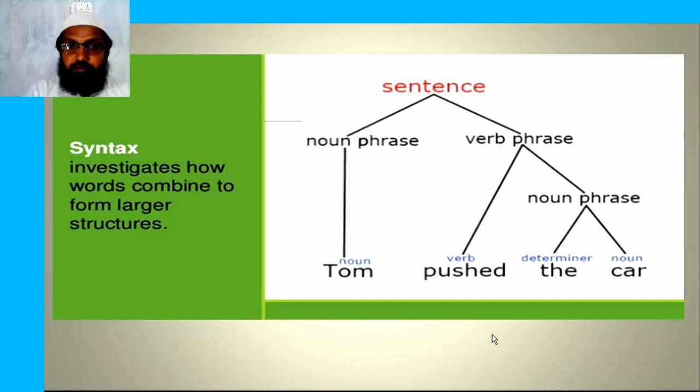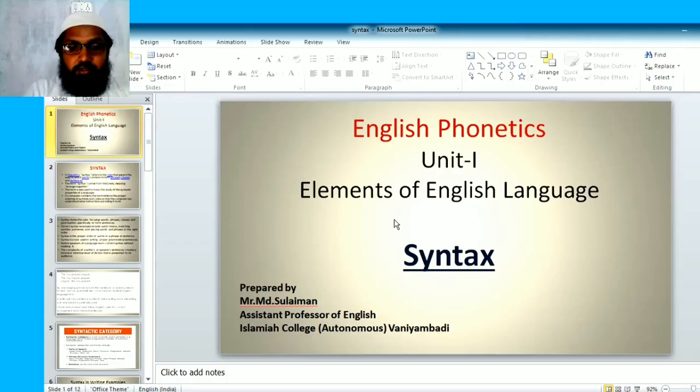Tom pushed the car. Here, Tom is a noun phrase, and pushed is the verb phrase. The is a determiner and car is again a noun. So this is the basic introduction, the basic knowledge about syntax which I have given here.